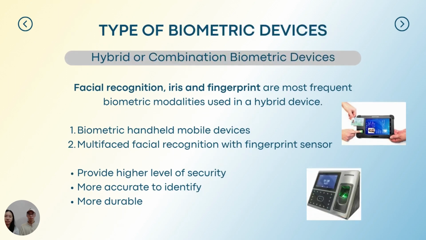And the last type of biometric devices is the hybrid biometric devices, which combine both contact and contactless technology into one device. Facial recognition, iris, and fingerprint are the most frequent biometric modalities used in a hybrid device. For example, there are biometric handheld mobile devices and multi-face facial recognition with fingerprint scanner. Nowadays, mobile phones can also be used as hybrid biometric devices as they can scan fingerprints and do facial recognition. The hybrid biometric device provides a high level of security and is more accurate and more durable because it uses more than one type of biometric and compares all data.